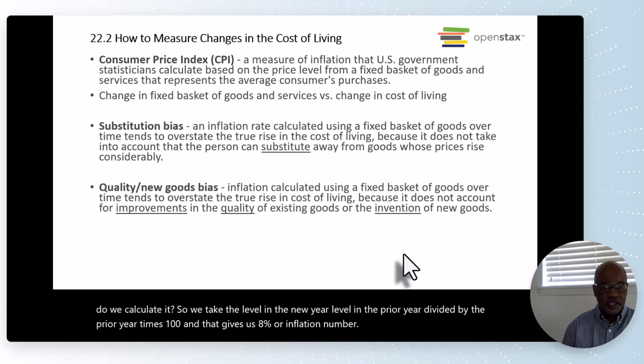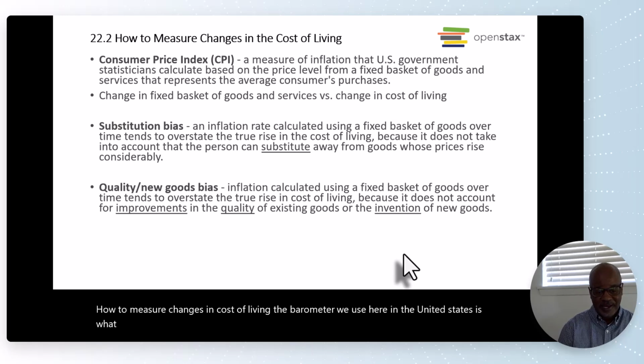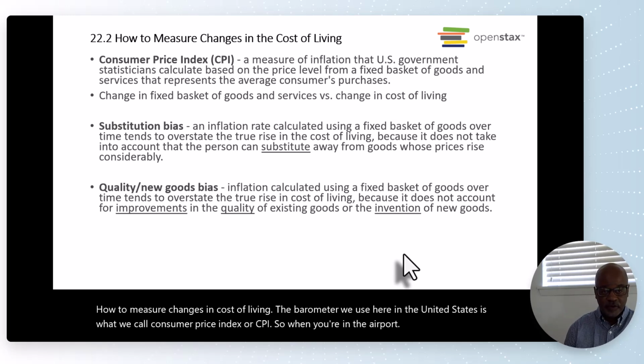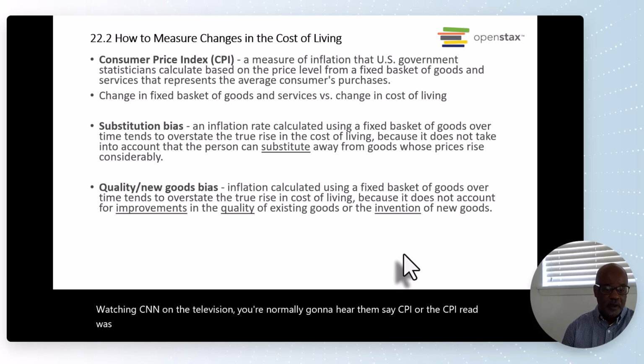How to measure changes in cost of living. The barometer we use here in the United States is what we call Consumer Price Index, or CPI. When you're in the airport watching CNN on the television, you're normally going to hear them say CPI, or the CPI read was 2%, 2.5%. Or if it's hot, it's above the Fed target, maybe 4.5%, 5%, which is not good in my opinion.